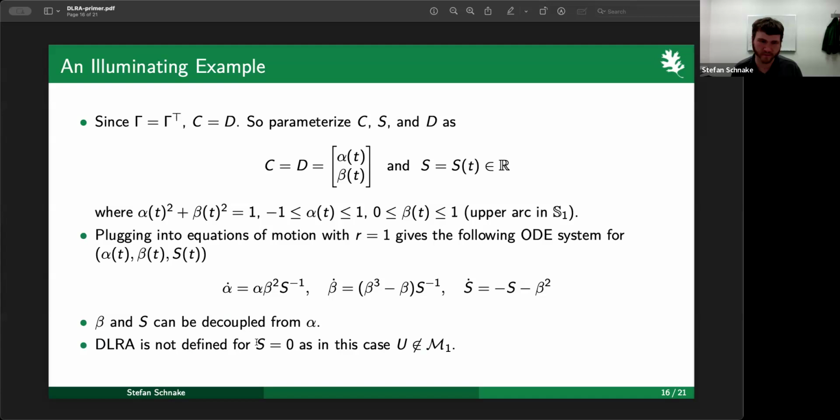And again, I want to note that when S equals 0, your matrix is 0, and that's not a rank 1 matrix. Again, dynamical low rank is defined on all matrices of rank equal to 1. So the 0 matrix is not included in this set. So it's not defined. And that kind of lends to the fact that if I chose S equals 0, beta dot's not defined. And that's because it has to be a rank 1 matrix in order to evolve this system in rank 1.